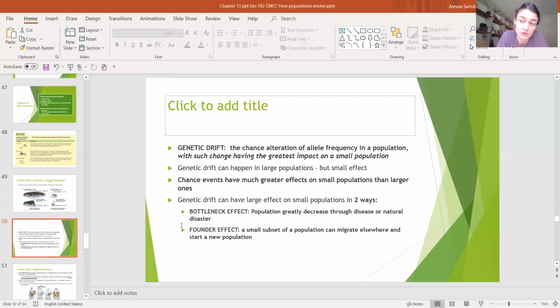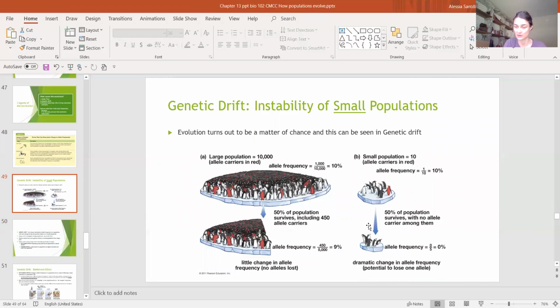It can happen in a large population, but it's not really going to have an effect on microevolution. So chance events have much greater effects on small populations than larger ones. So this genetic drift, what is it? It can happen in two ways. The first one is the bottleneck, where the population greatly decreases through disease or natural disaster. This is an example of the bottleneck.